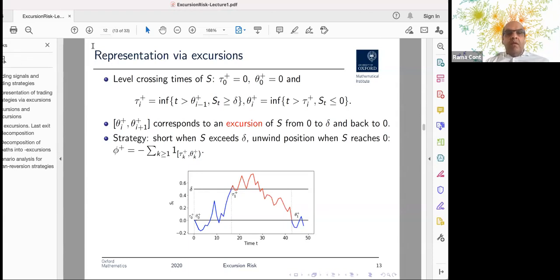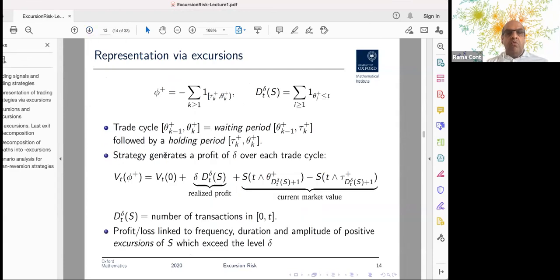So as we said, each of these trade cycles is divided into a blue period where you don't hold anything and a red period during which you short. So I call these periods the waiting period and the holding period. Okay, and also you can easily compute the profit over each trade cycle. At the end of the trade cycle, you make delta, because you short at delta, you sell at 0. So you make delta at the end of the cycle.